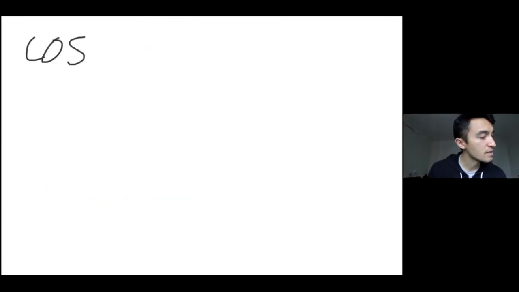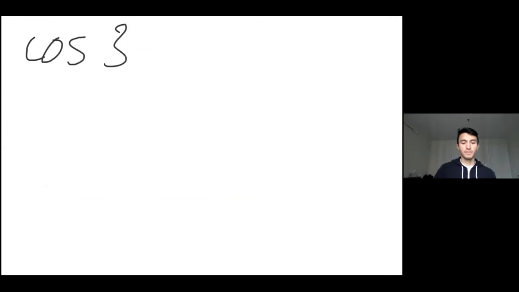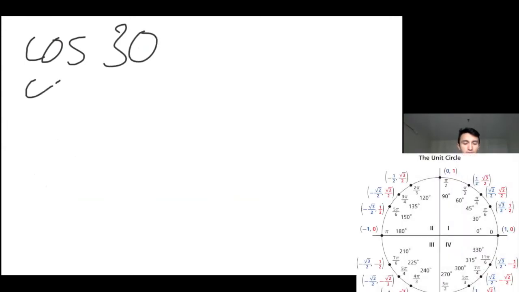So same thing for cosine, right? If we do the cosine of, let's just do the same thing, 30. This is all from the unit circle. Cosine 30 or pi over 6. The unit circle says that's square root of 3 over 2.